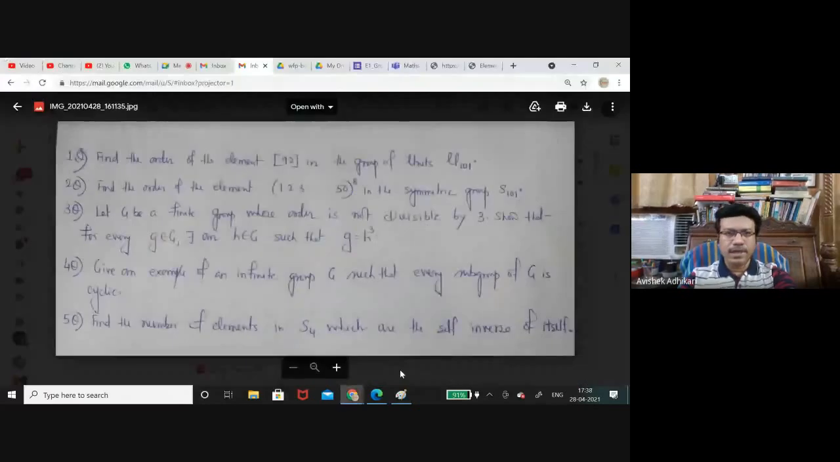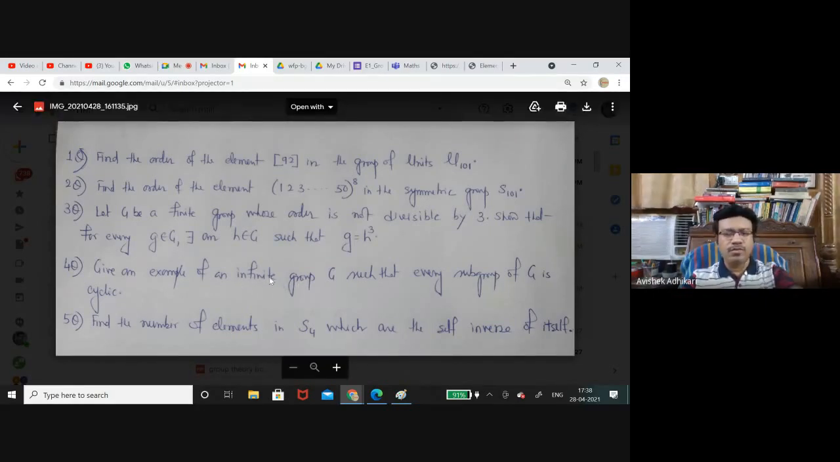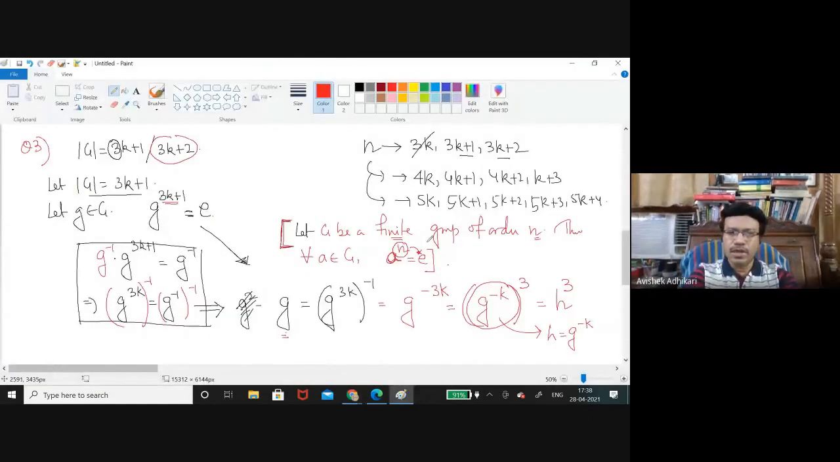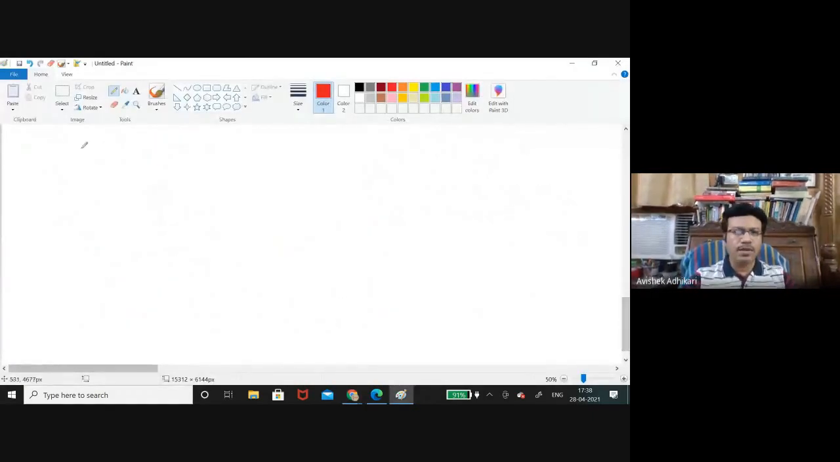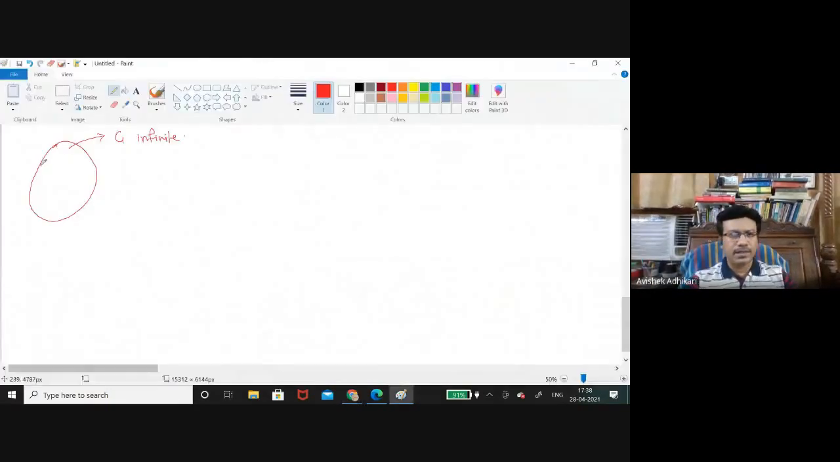Well, then let's come to question number 4. Give an example of an infinite group G such that every subgroup of G is cyclic. Okay. So what we need to show? We need to have a group G which is infinite, but every subgroup of G is cyclic.